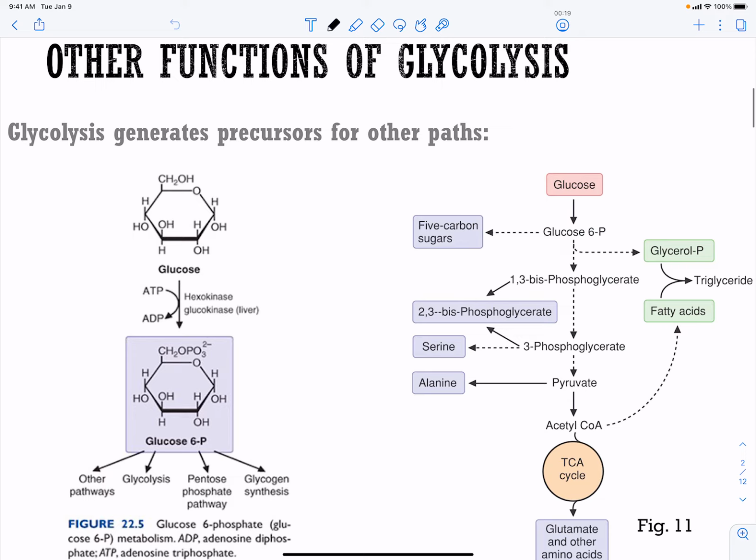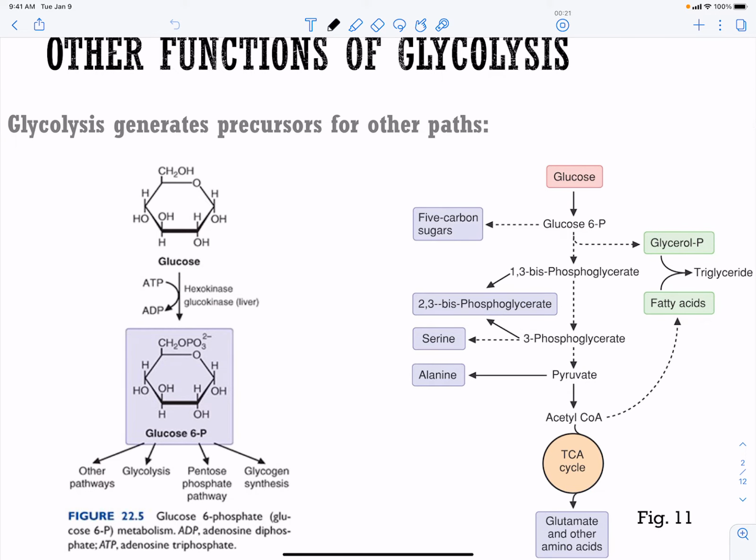So again, we're going back to the other functions of glycolysis. Glycolysis is going to be able to take the carbons in glucose that it took up, and pass them off into other pathways, including glycogen synthesis for storage, pentose phosphate pathway for the 5-carbon sugars. We're going to make fats if you're in the liver. You can make different amino acids with your carbons from glycolysis. So there are other functions of glycolysis than just making up your ATP.